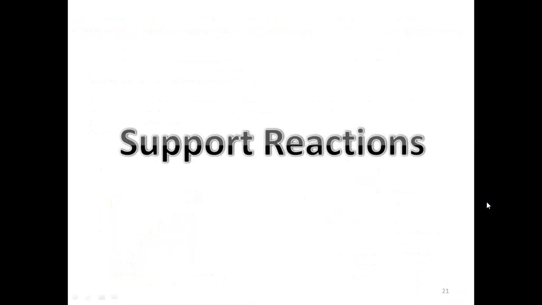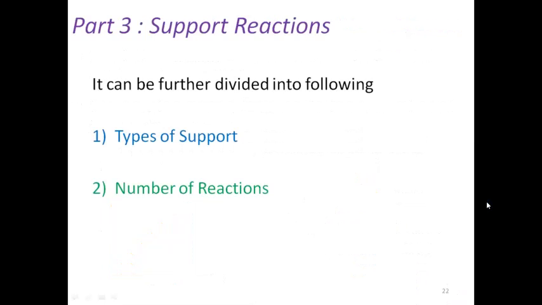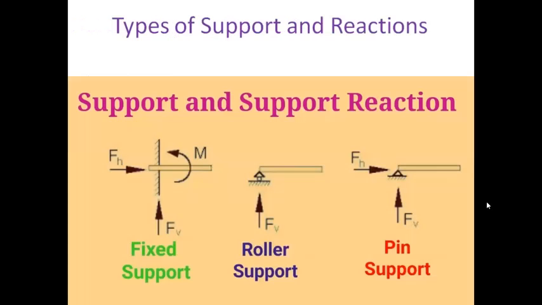Then we also seen the important thing, that is support reactions, in which we have types of support and number of reactions. Basically we have 3 supports: roller support, hinge support, and fixed support. For roller support, we have one reaction that is perpendicular to the plane of rollers. Hinge support is also called pin support. We have 2 reactions, one vertical, one horizontal. And in case of fixed support, we have 3 reactions, 2 forces and 1 moment: vertical reaction, horizontal reaction, and a moment.